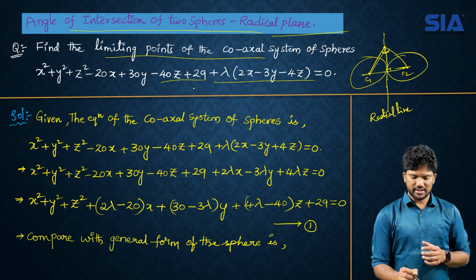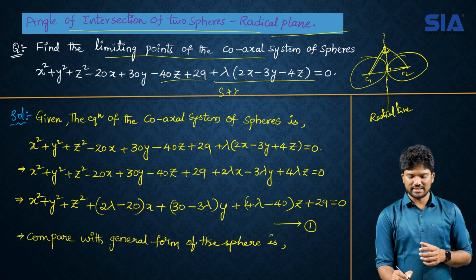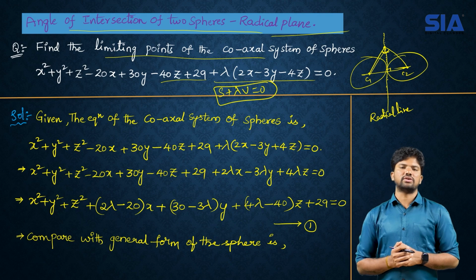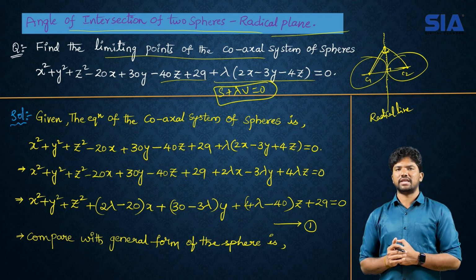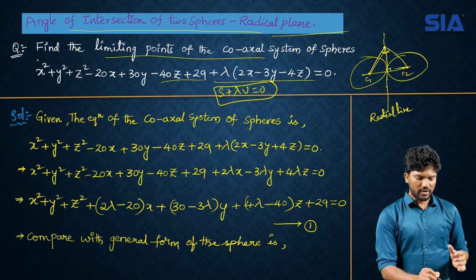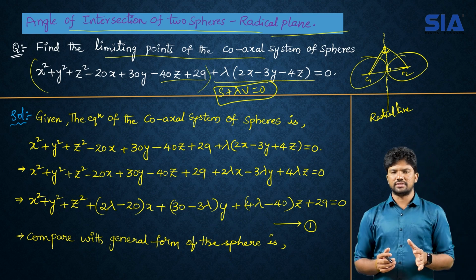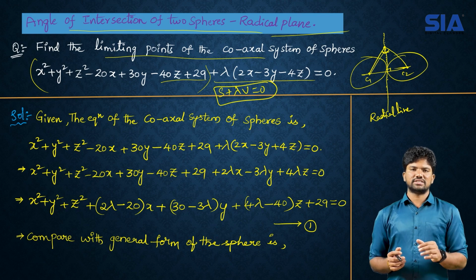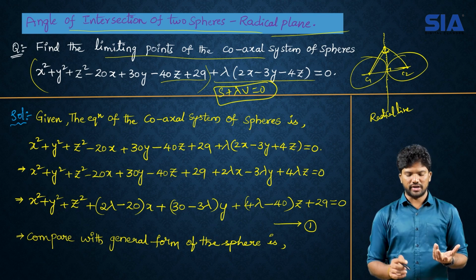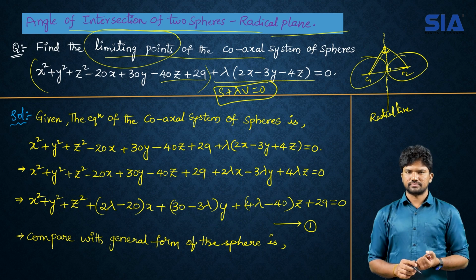You know very well this is in the form of S plus lambda U is equal to 0, which always represents a sphere equation. Here S is a sphere and lambda into U is a plane equation. Now for this coaxial system we have to find the limiting points. What are the limiting points?